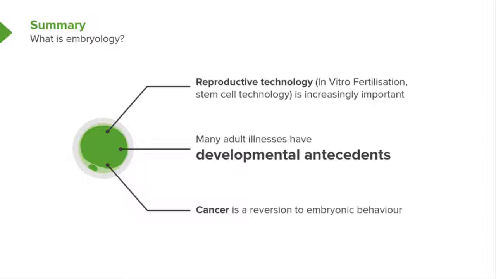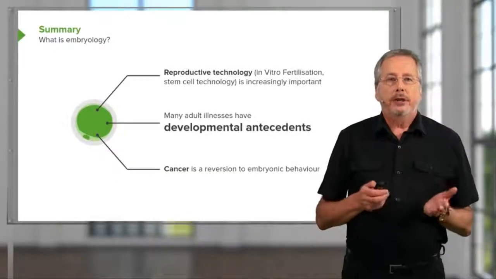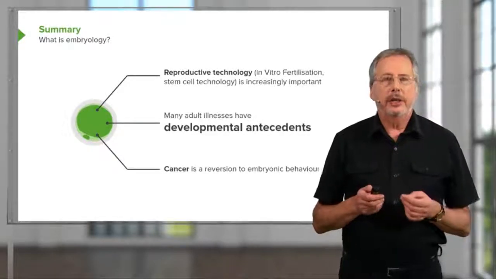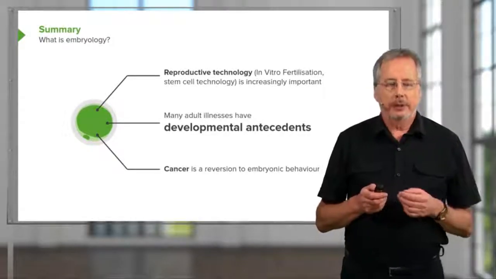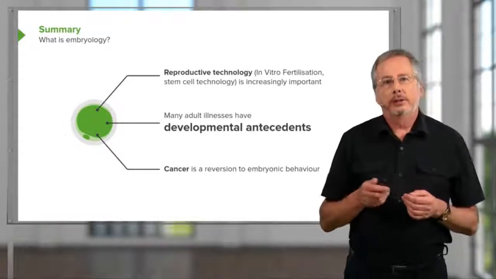Of these, cancer is probably the most significant as a killer of adult population in Western Europe. And in many ways, cancer cells are reverting. They're going back to embryonic behavior. They're behaving in the way that embryonic cells behaved in their past. And we'll look at that in more detail later within this lecture.